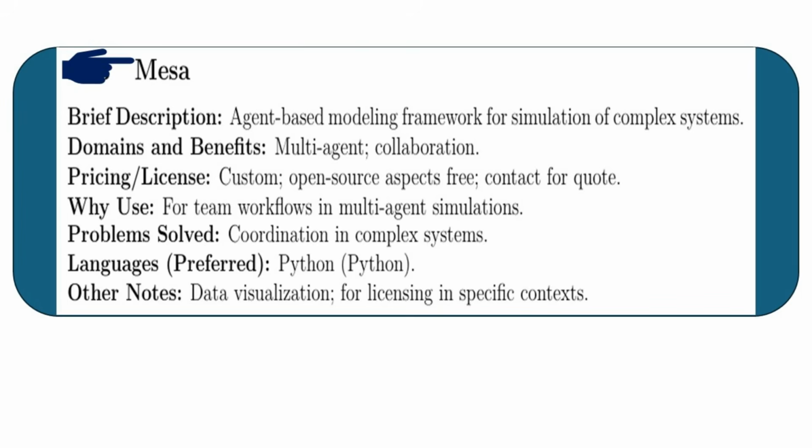Mesa: agent-based modeling framework for simulations of complex systems. Multi-agent is the domain area, and the benefit is collaboration. Pricing is custom, open source aspect free. Contact for code. Used for team workflow in multi-agent simulations. Generally, the problem solved is coordination in complex systems. Python is preferred. Data visualization. Licensing in specific context.